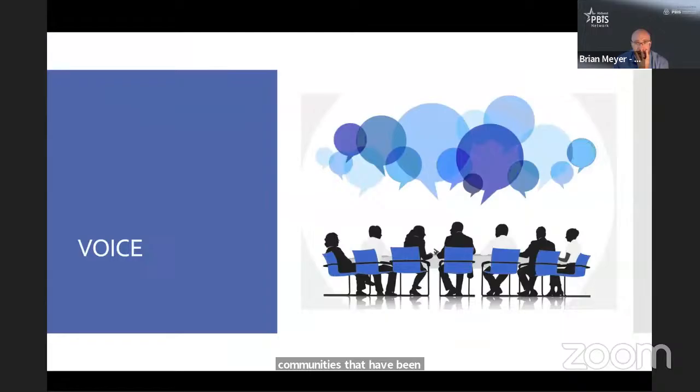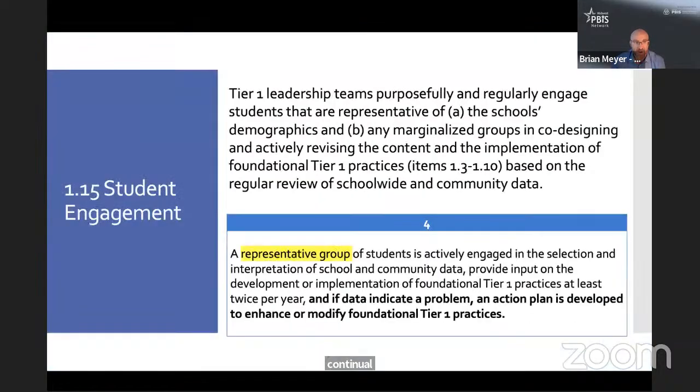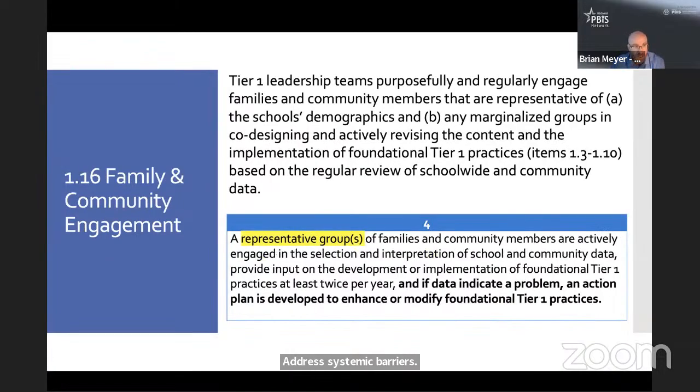All right. Student voice, a couple of ways you might see this showing up across items. This is really about family and student voice. So it's about the co-designing and the continual attention to the buy-in from your community to your school expectations and your procedures and your instructional practices, addressing systemic barriers, things like that. So we have a couple different examples. A representative group of students is included in reviewing your expectations and your data. Representative groups of your families and your community members are included.